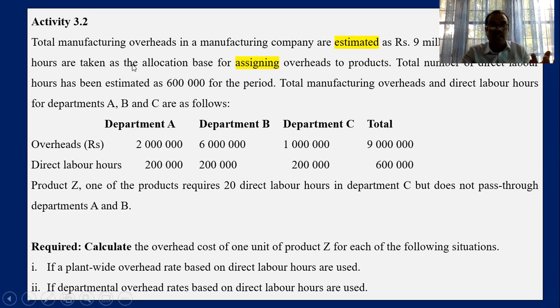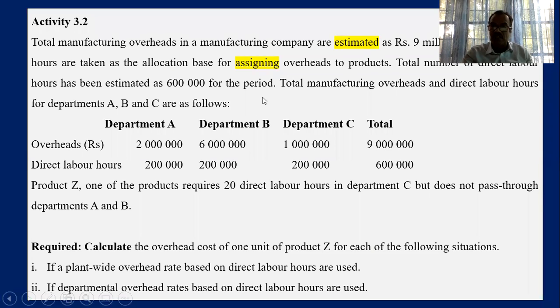Therefore direct labor hours are taken as the allocation base. Simple, right? But it's the traditional one. Total number of direct labor hours has been estimated. Again, they have estimated for this particular period 600,000 labor hours needed. Total estimated cost is this much.